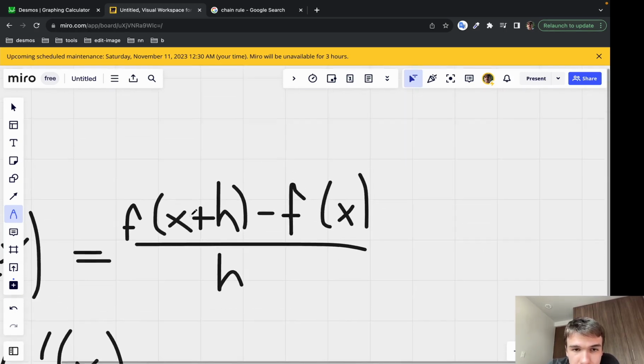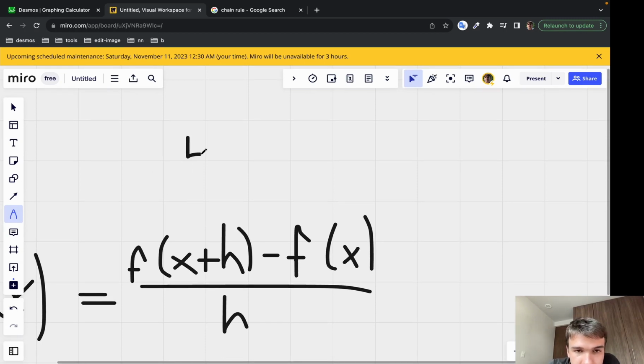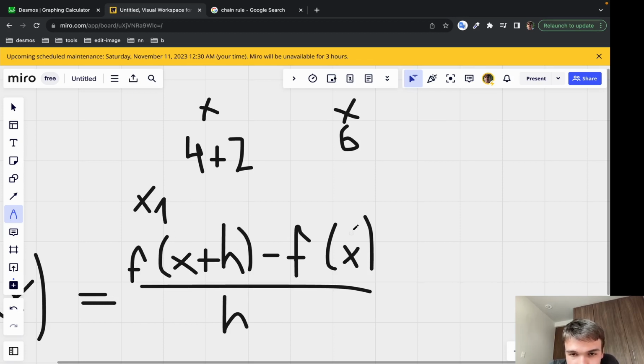The way we can explain this is that if we have 4 plus 2, and here 6, then f of 6 and f of 4 plus 2 are the same. We will get the same result. So this is basically just x, and this is basically just x. We might say that x plus h is in the variable x1, and basically this is the same as f of x1 minus f of x. So we can just delete this one.